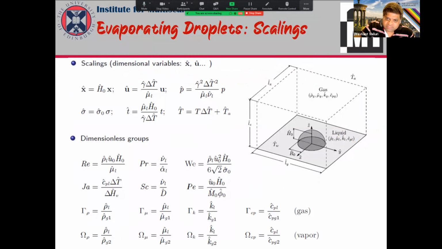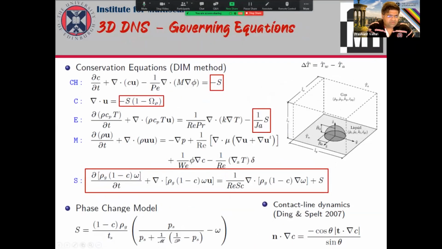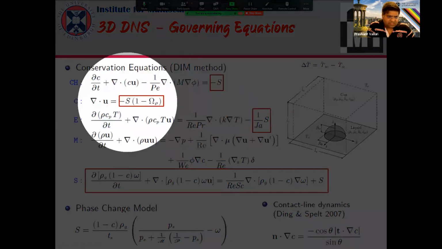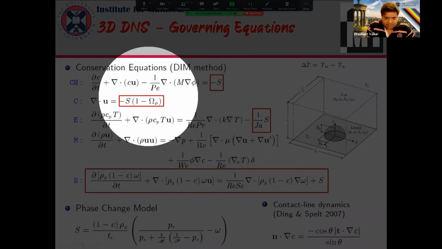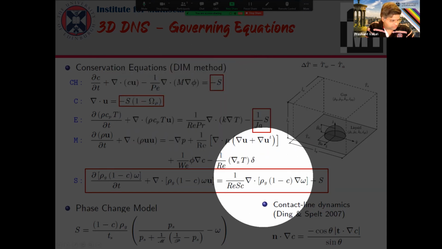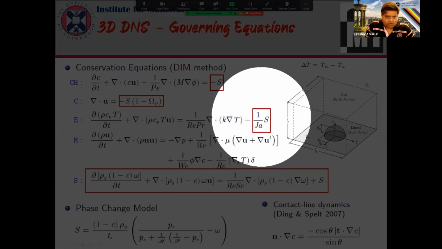So you can see a drop which is put in a gas. You can have all kinds of dimensionless groups. I won't go into depth in this, but you have a similar set of equations. You've got the interface equation, you've got the mass equation, etc. All these bracketed terms are there when you have a phase change, okay? So if you don't have phase change, these boxed terms will not be there.